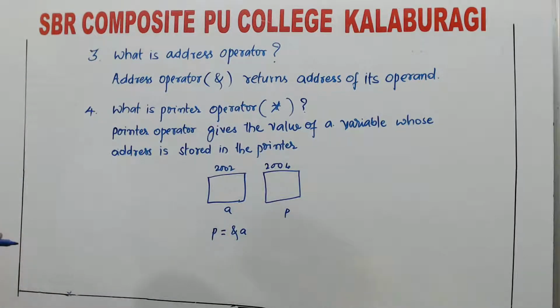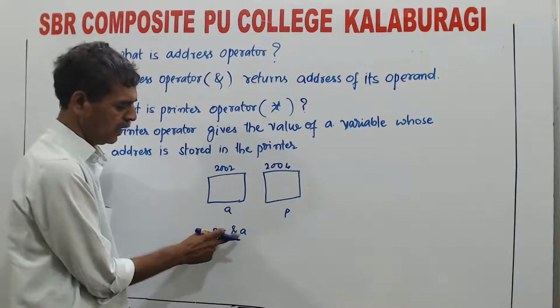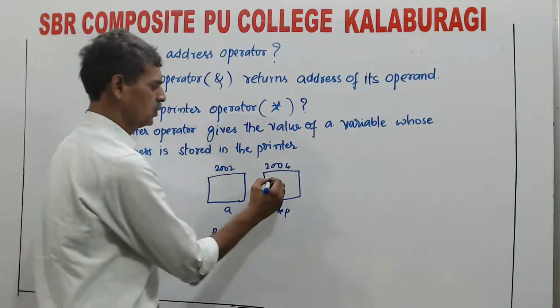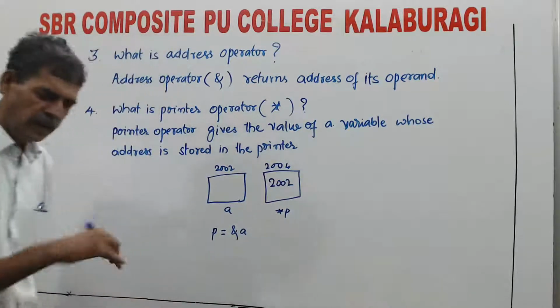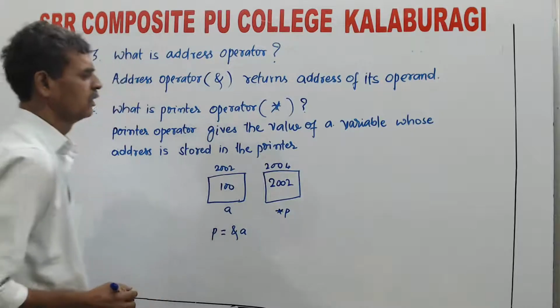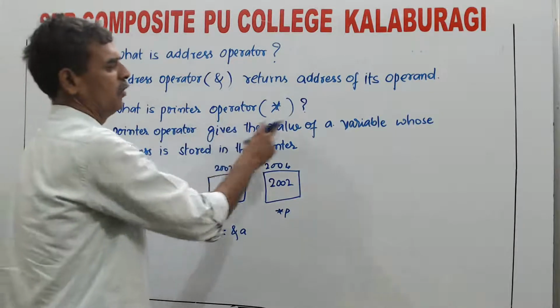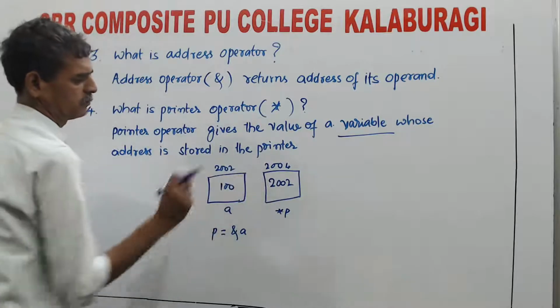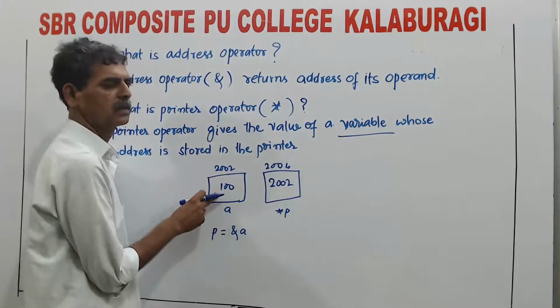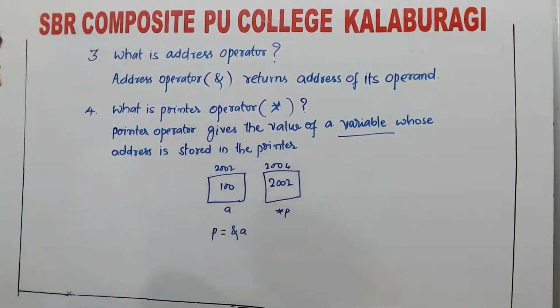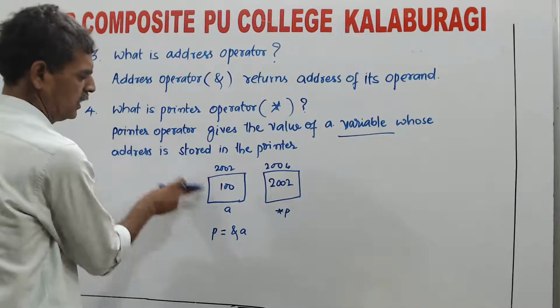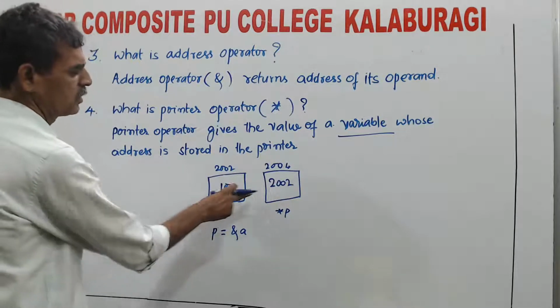Okay, this statement assigns the address of A to the pointer P. So now P contains 2002. Now A contains value 100. So pointer operator gives the value of a variable whose address is stored in the pointer. So the value of A is 100. Its address is stored in pointer P. Is it clear? So in this case, it returns 100 because the address of A is stored in the pointer.